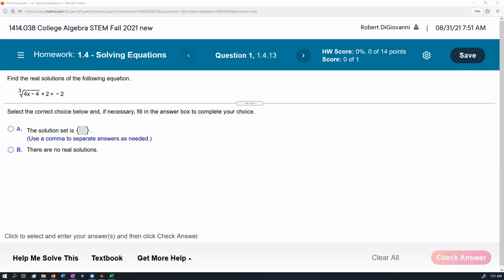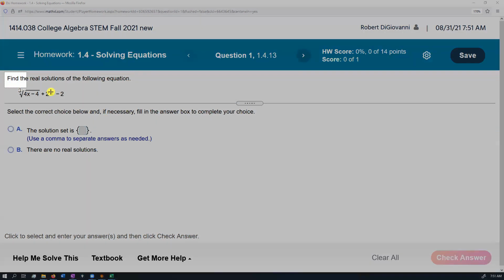All right, I'm going to be working the solutions here to 1.4 solving equations. And we're going to go ahead and start here with the first problem. We are asked to find the real solutions for this radical equation.